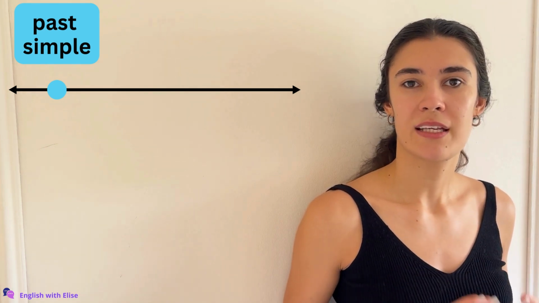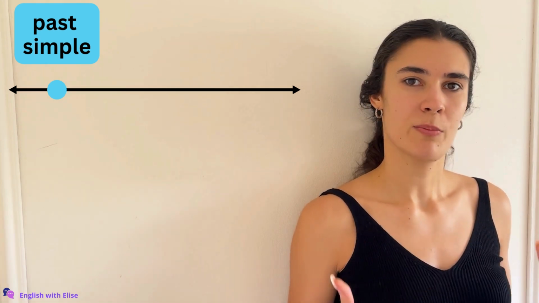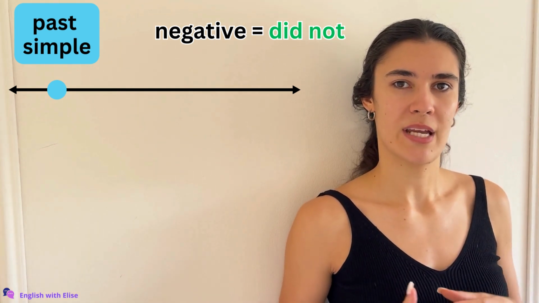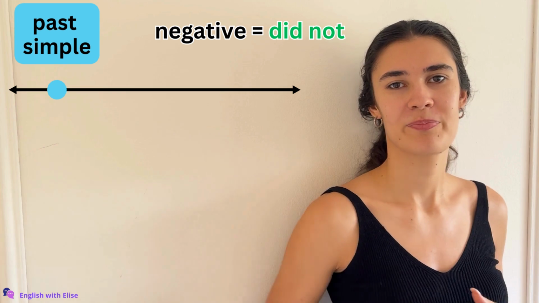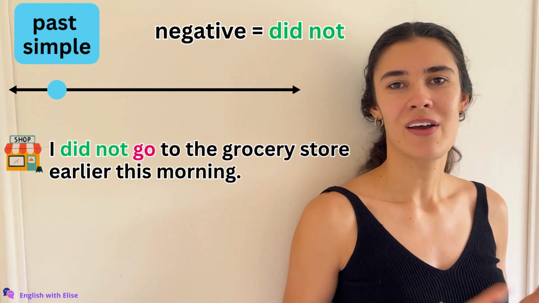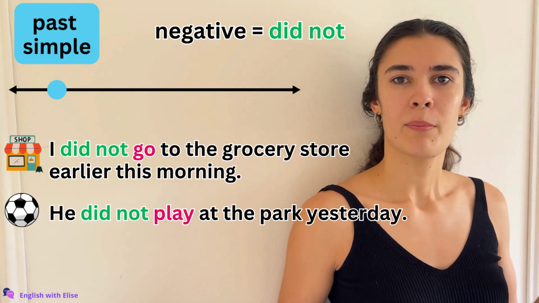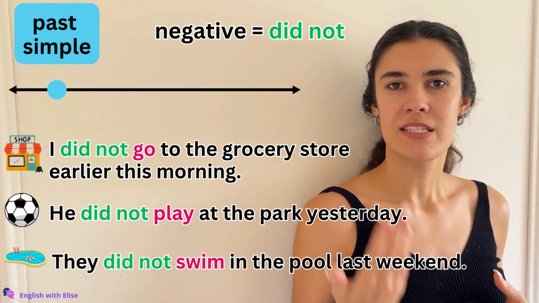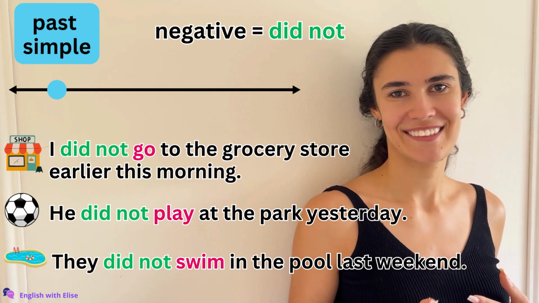Now here are some negative sentences in the past simple tense. We form the simple past tense by using the words did not in between the subject and the infinitive form of the verb. I did not go to the grocery store earlier this morning. He did not play at the park yesterday. They did not swim in the pool last weekend.